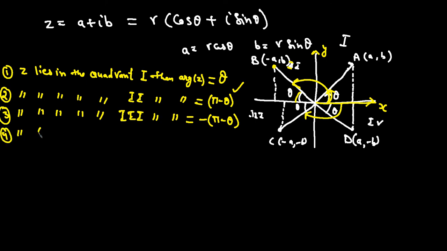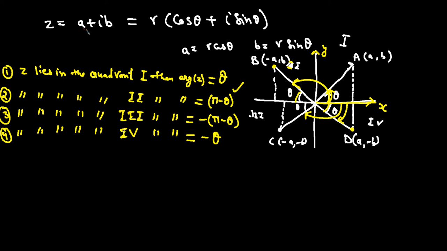Now let's say if the complex number lies in quadrant 4, then the argument is going to be, see, this is my complex number here, and this is the vector. Then this angle going from here to there, which is theta but in opposite direction, so negative theta will be my argument.